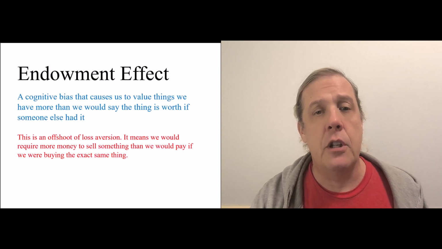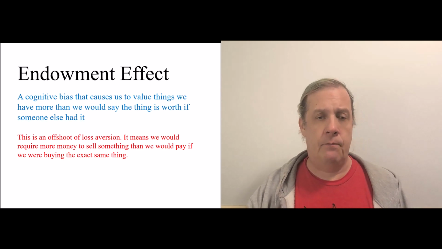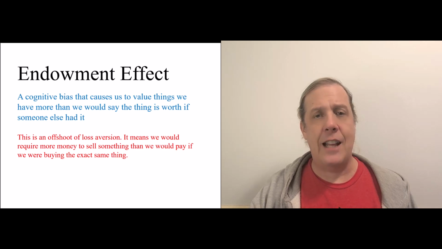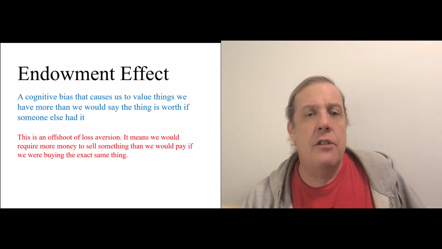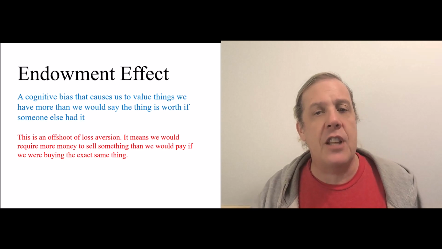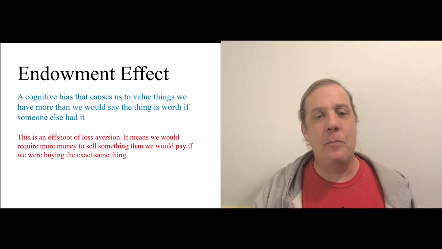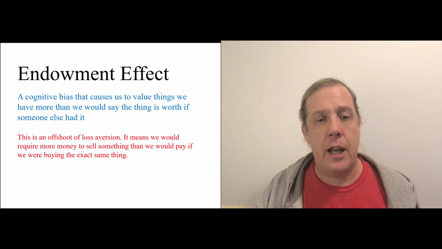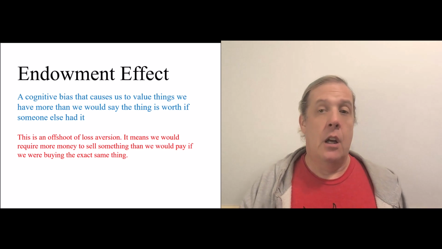Sometimes loss aversion gets specifically labeled the endowment effect. This is because we're now specifically thinking about cases where you're given something, endowment. So this is a cognitive bias that causes us to value things we have more than we would value the same thing if someone else had it, right? So we require more money to sell something than we would pay if we were buying the exact same thing. All right.